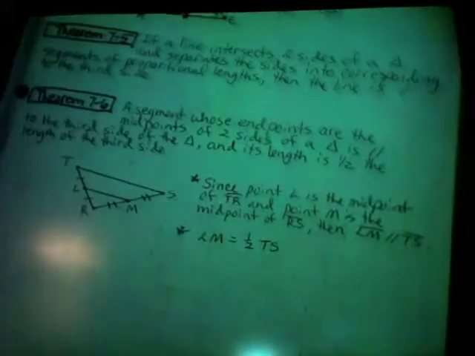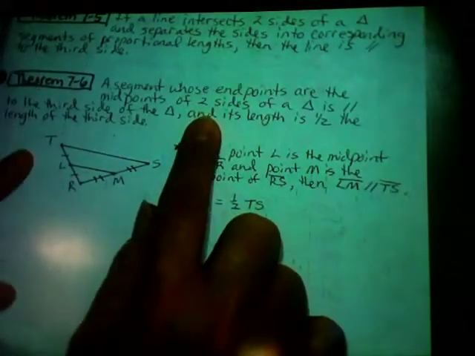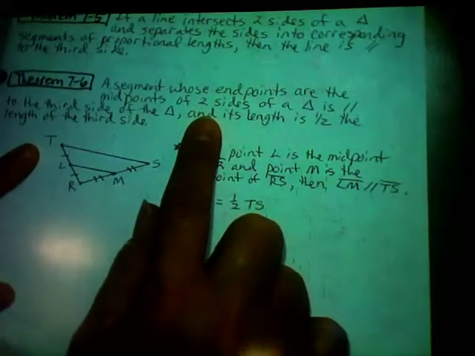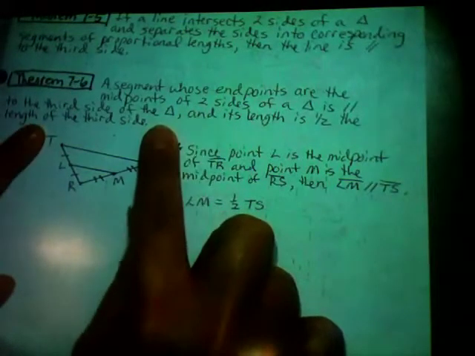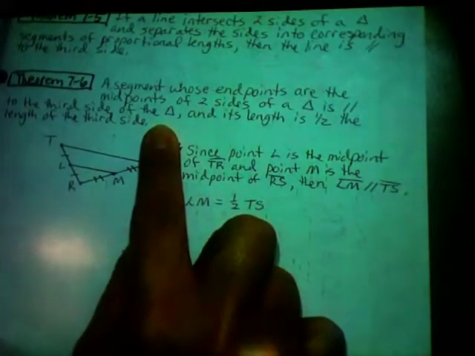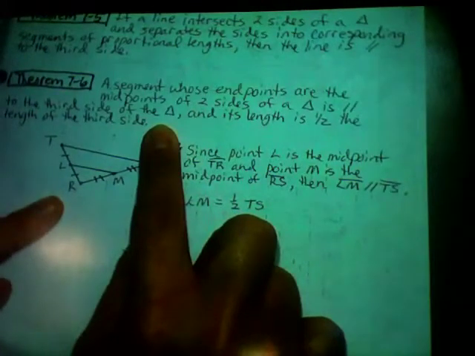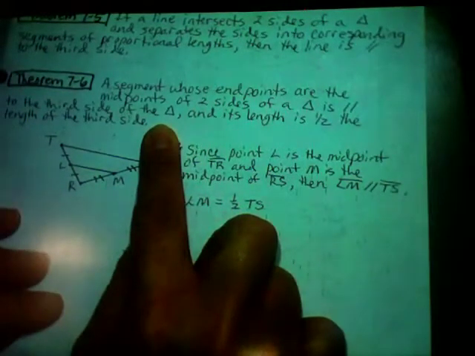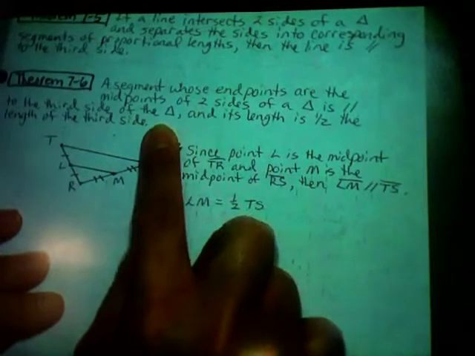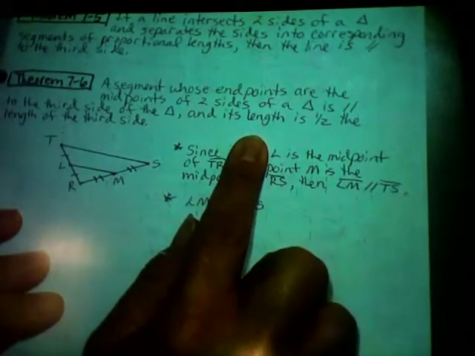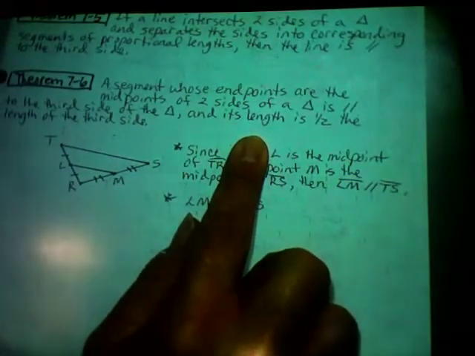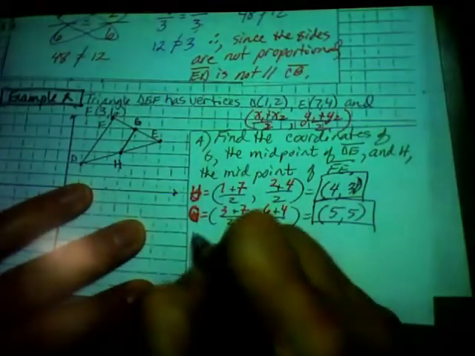Look at the very front page. What does this say? Segments whose endpoints are the midpoints of two sides of a triangle is parallel to the third side of the triangle. So one thing that we conclude is that those third sides are parallel, right? The other thing that we can conclude is that the length that connects those midpoints is half the length of the third side. So here's question 2 for part B.